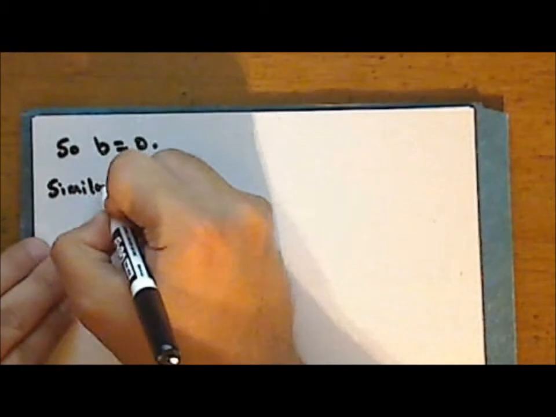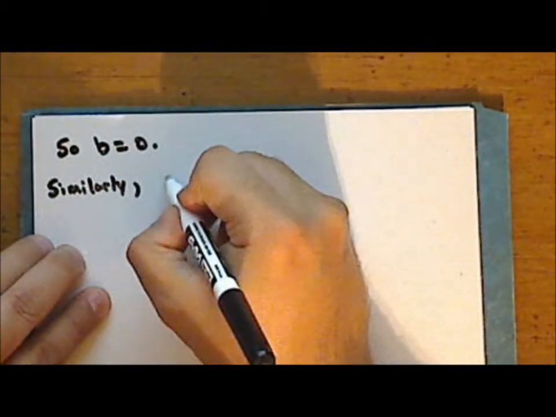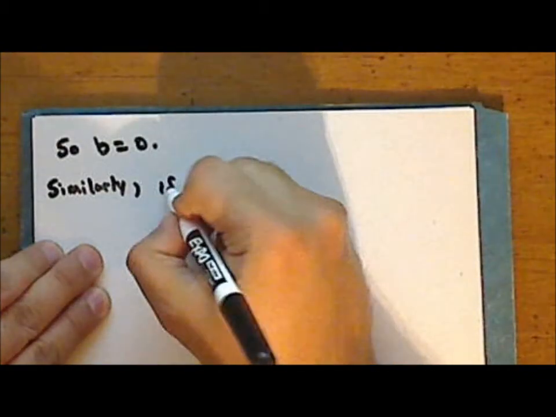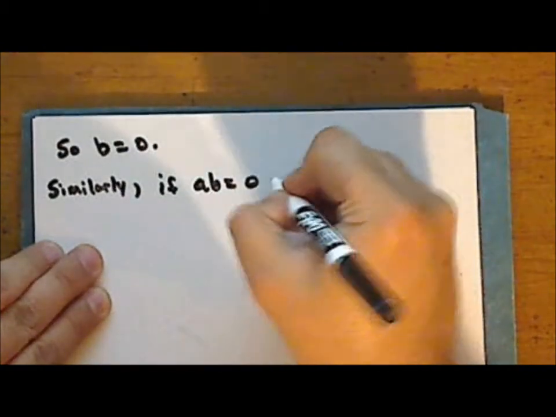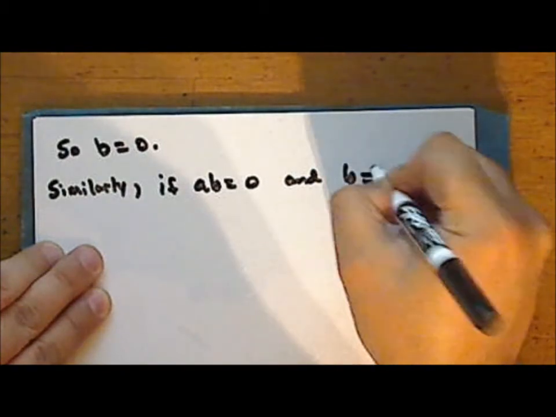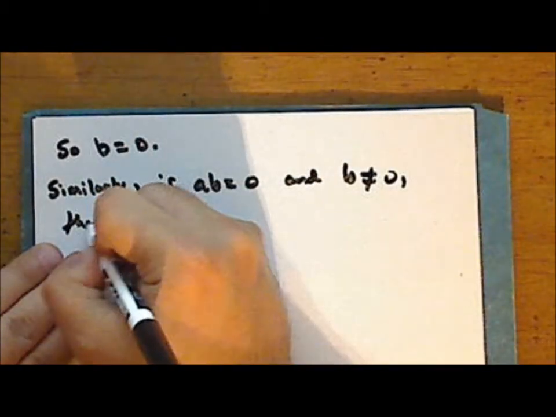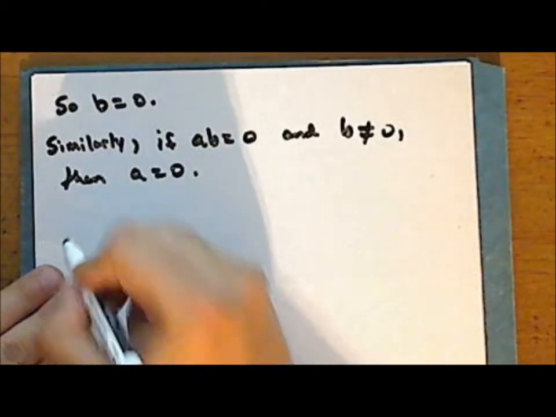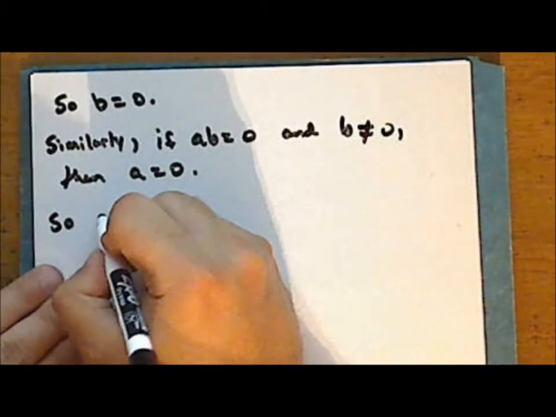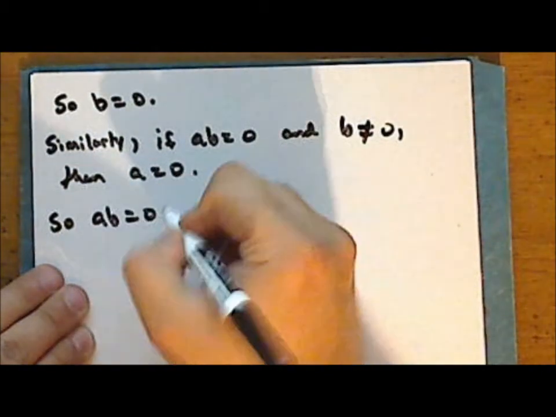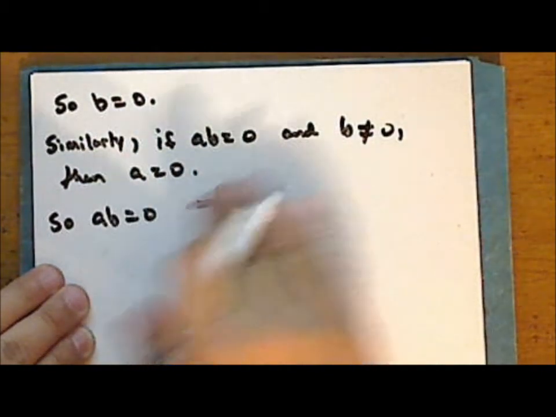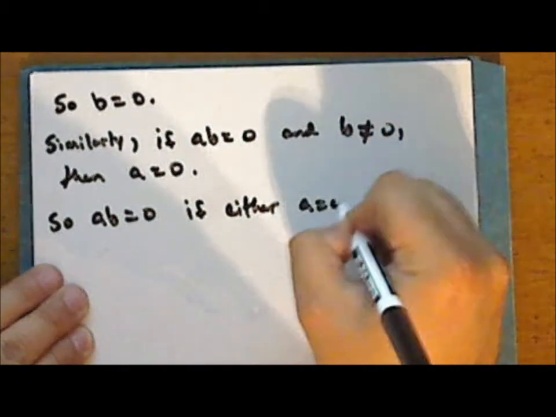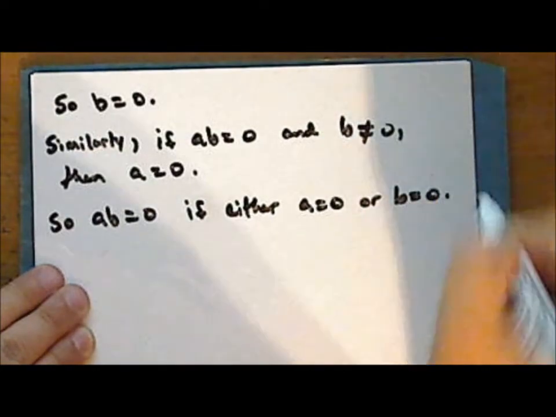Similarly, if the product of a times b is 0, and b is not 0, then a is equal to 0. So the product of a and b is 0 only if either a is equal to 0 or b is equal to 0.